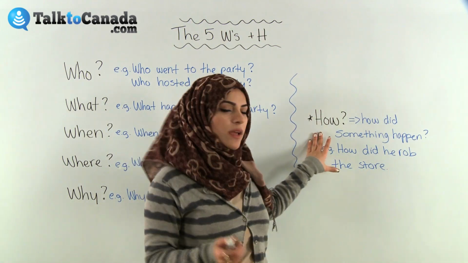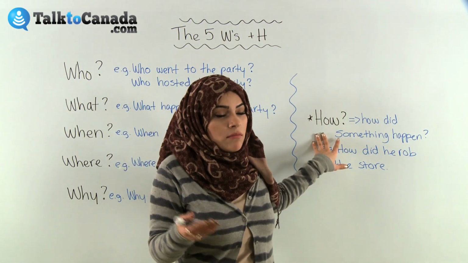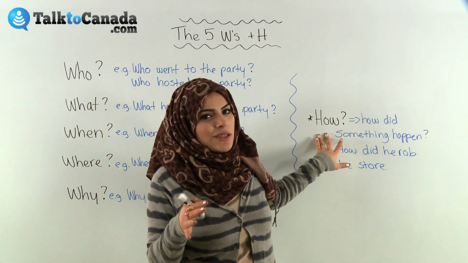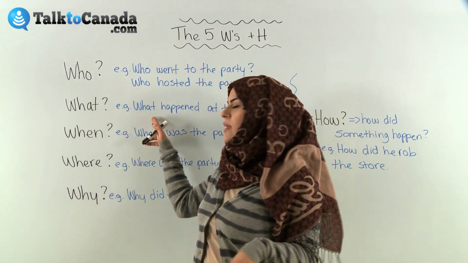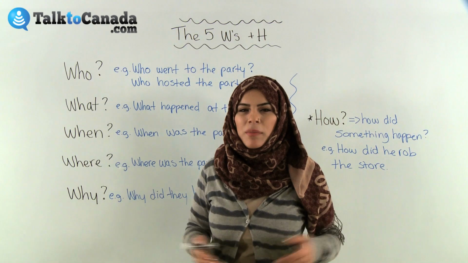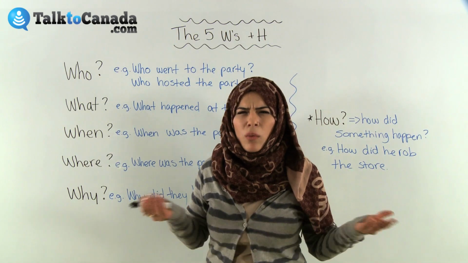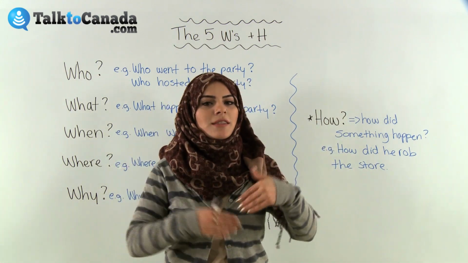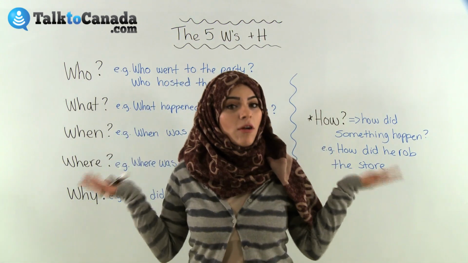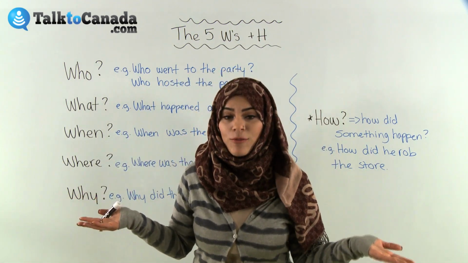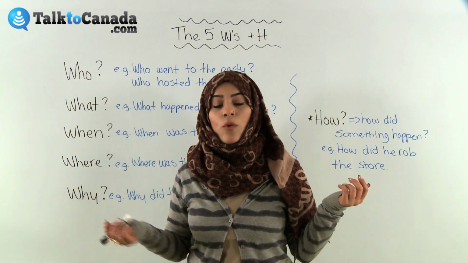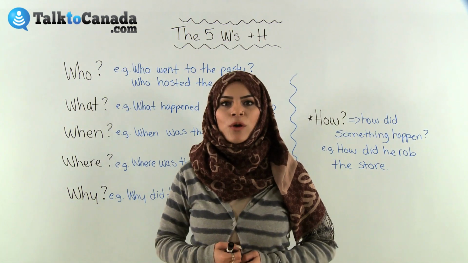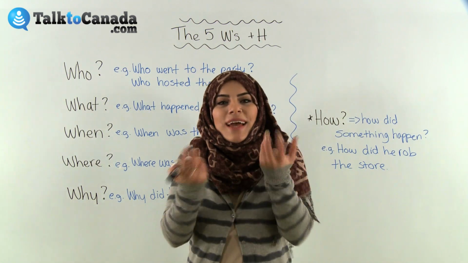So like I said, how can be used many times in many different incidents, but not always. Sometimes it's answered sort of in the what, like, what happened at the party sort of thing. But really you can't say, how did they have a party? Well, they just had a party, right? How refers to a process of things. So those are all very important questions to ask yourself when you're writing a paper, or to ask friends or family or teachers, or Google when you want to get information.